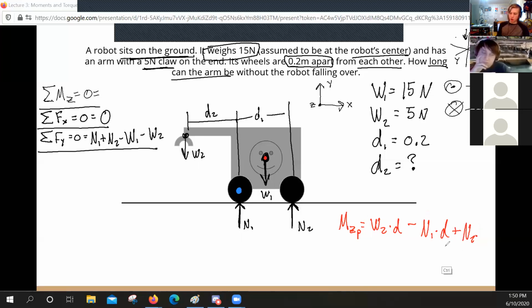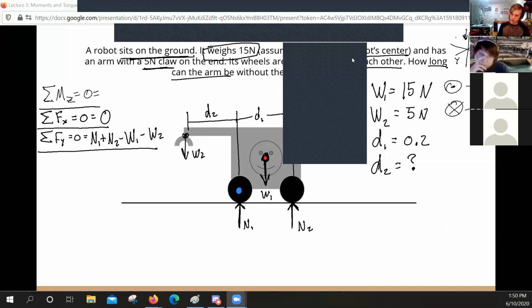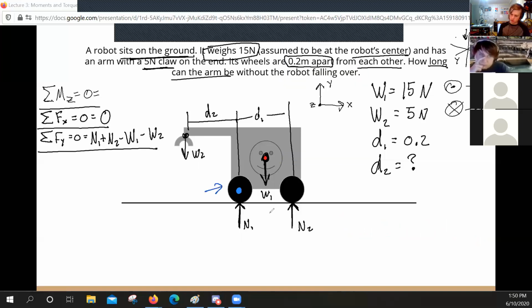So what's smarter to do, so that you can take out one of the unknowns, is to choose a good pivot point, which is one of the wheels. Because if we choose one of the wheels, the force acting on that wheel is going to be acting straight through the pivot, and therefore is going to equal 0, and we can just throw it out, pretend it doesn't exist. So what is our moment about P going to equal? And P is our blue pivot here.